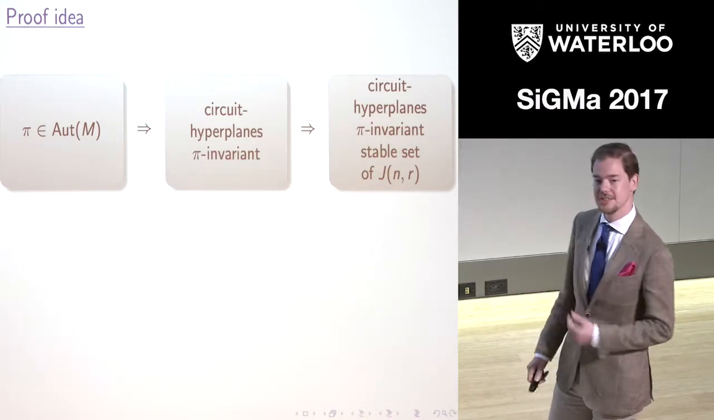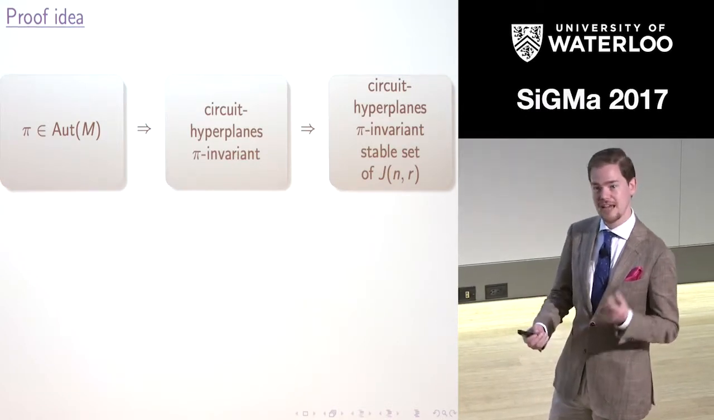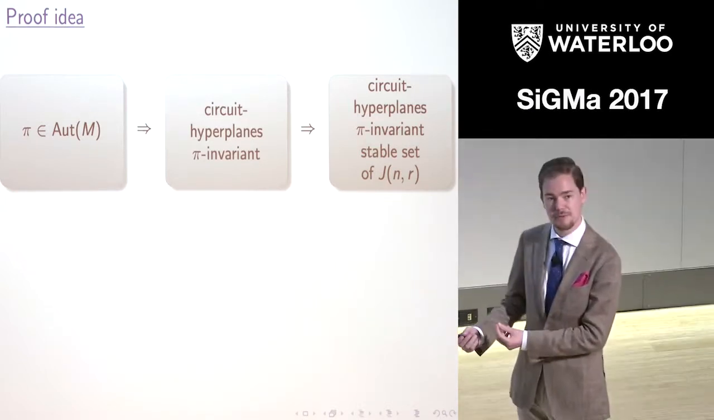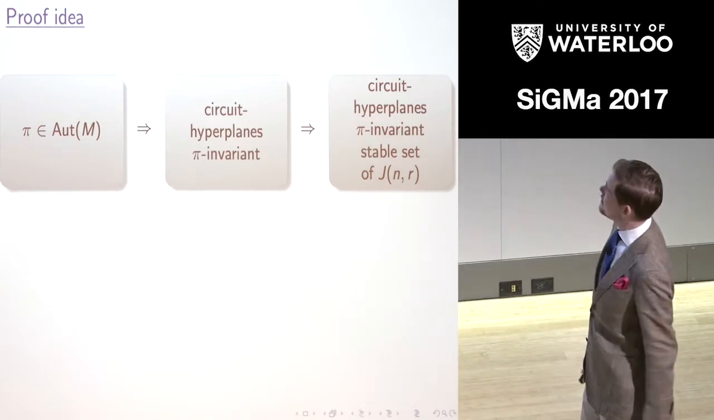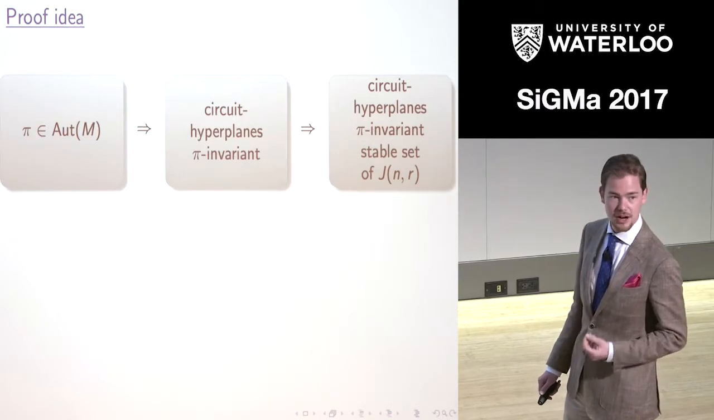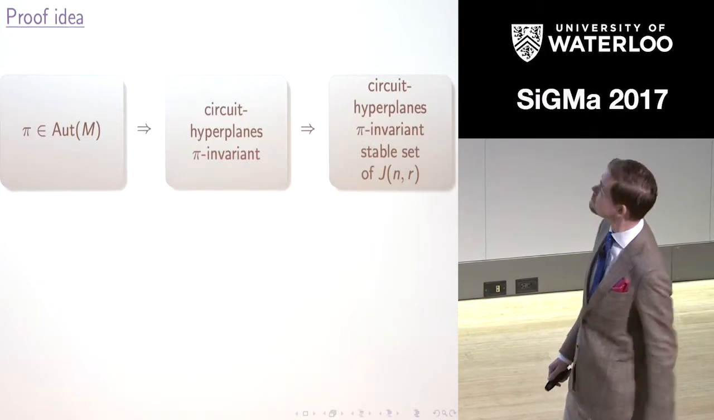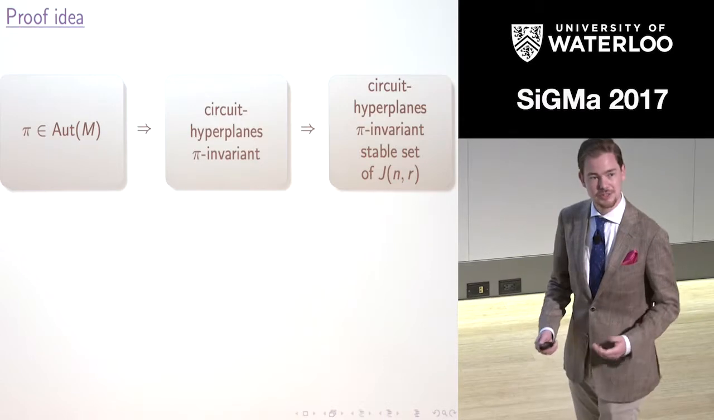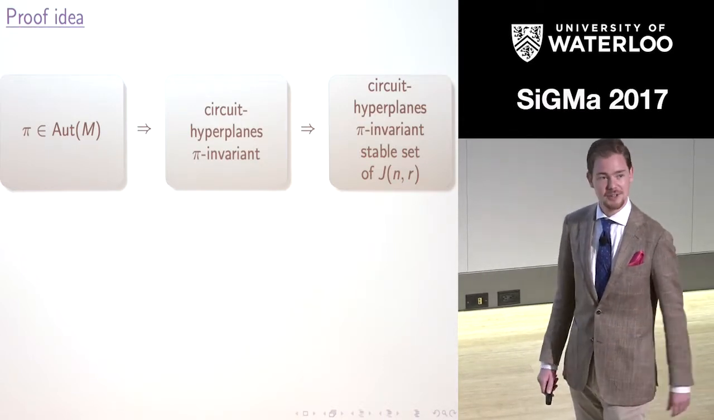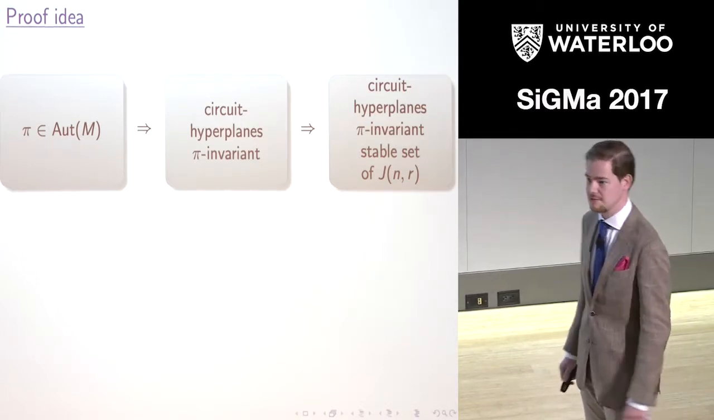If that is the case, then the circuit hyperplanes are pi invariant. Every circuit hyperplane is mapped to a circuit hyperplane. And since the circuit hyperplanes are stable sets in the Johnson graph, it follows that the circuit hyperplanes are precisely a pi invariant stable set in the Johnson graph.